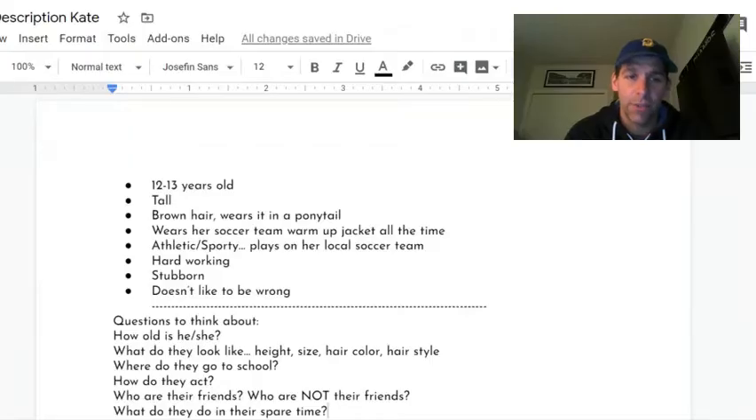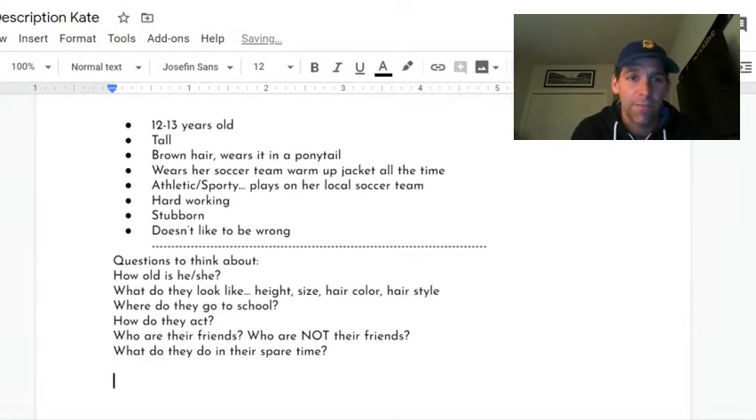We have bullet points about what we think about them, and using some questions in order to create a paragraph about this character. This could be really helpful as we're thinking about our characters that we're going to be using in realistic fiction. So we really want to have a good handle on what they do, what they're like, what they look like, so that our reader is able to picture how they move, what they say, and what they look like.